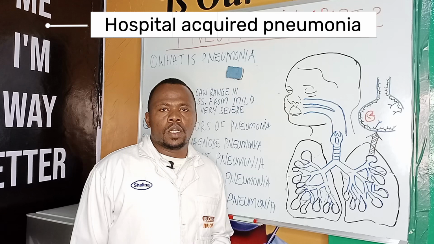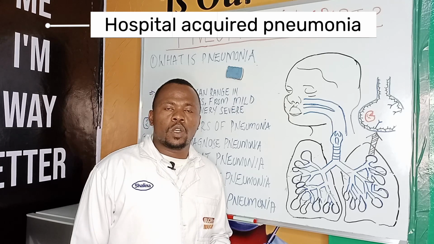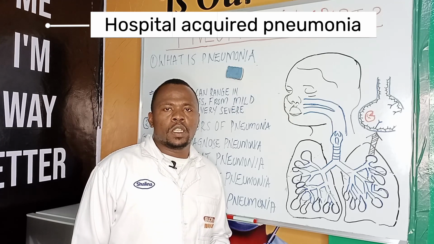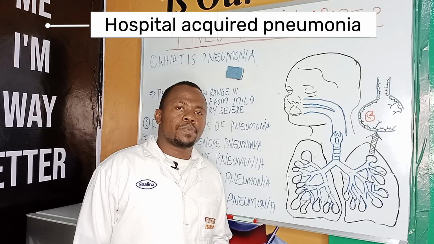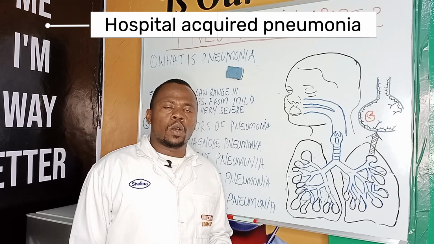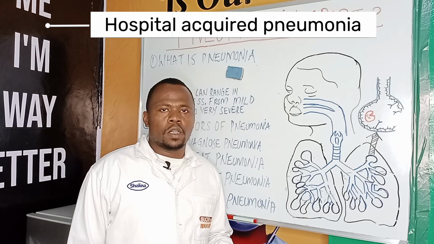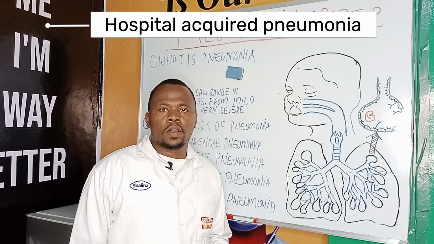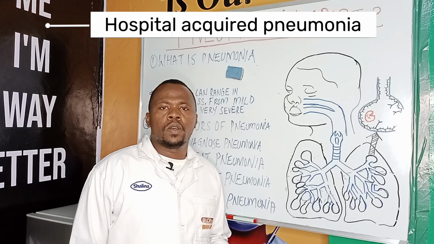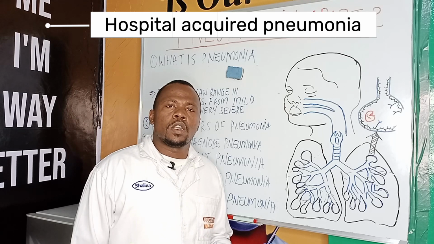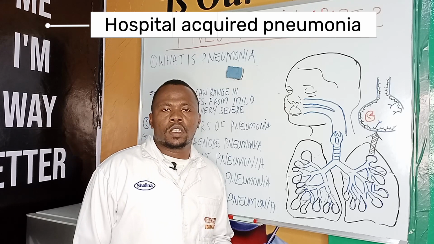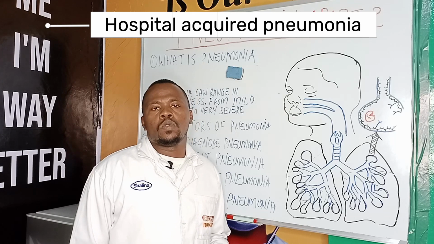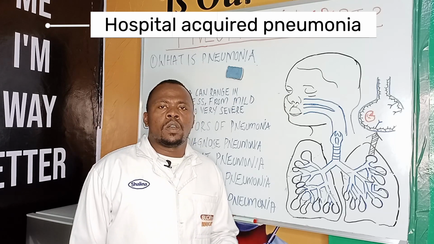Hospital-acquired pneumonia is the pneumonia that is acquired when you have been admitted in a hospital for more than 2 days. Hospital-acquired pneumonia is caused by very nasty bacteria like Staph aureus. We have Pseudomonas, Klebsiella, and Enterobacteria. These are very nasty bacteria that sometimes can resist antibiotics.